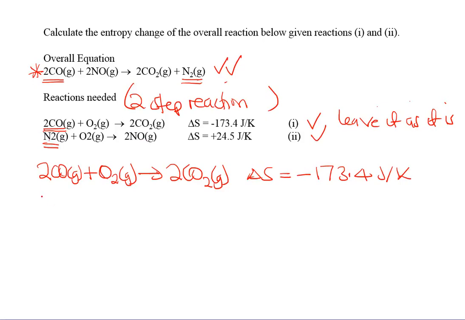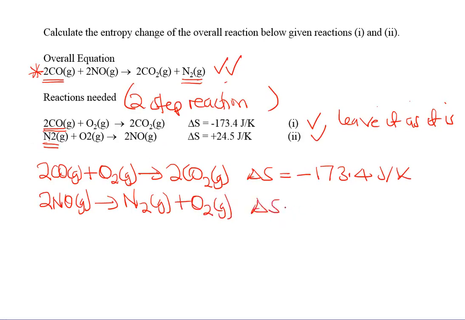Now, because nitrogen is a product here, we are going to reverse this whole equation so that nitrogen is on this side. So the equation becomes 2NO gas is equal to N2 gas plus O2 gas. And since I have reversed this equation, I am also going to reverse the delta S. So the delta S here becomes negative 24.5 joules per Kelvin.